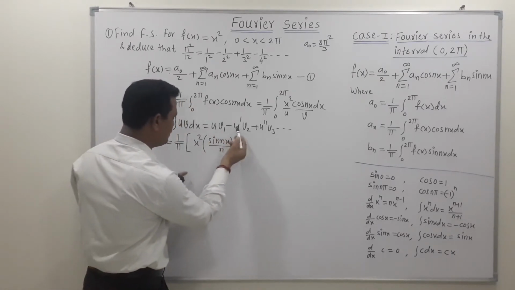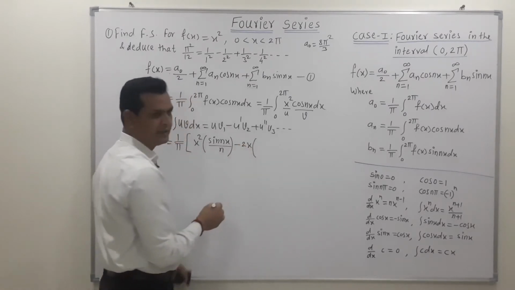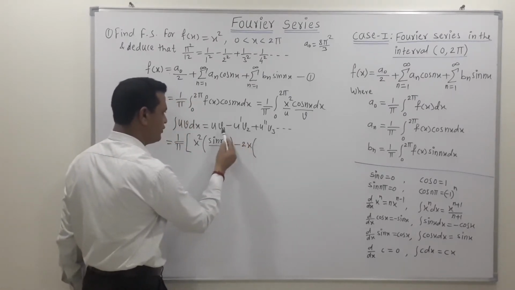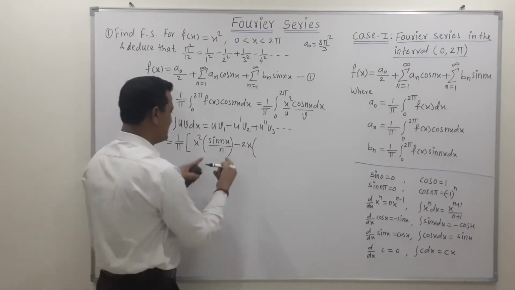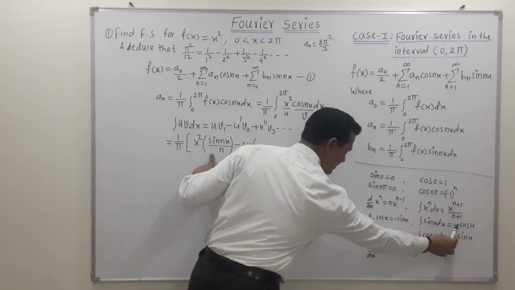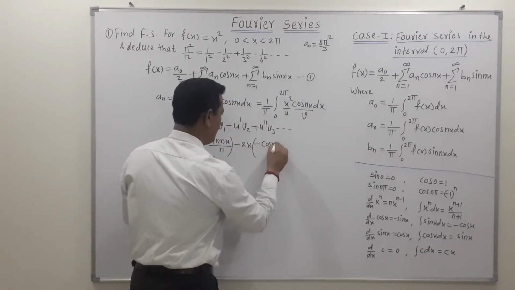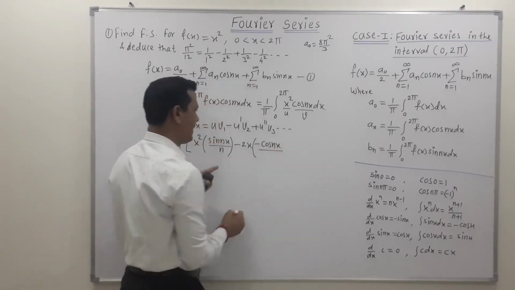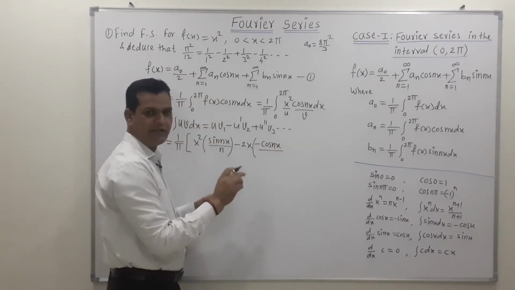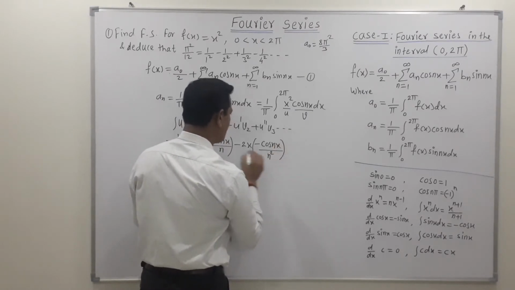Then this is u dash, that means the derivative of x square, which is 2x. Again, this is the value of v2. v2 means integration of v1, that means integration of the sine term. We know the formula for integration of sine is minus cos x. So we can write minus cos of nx upon n into n, this is n square. So this is the term.